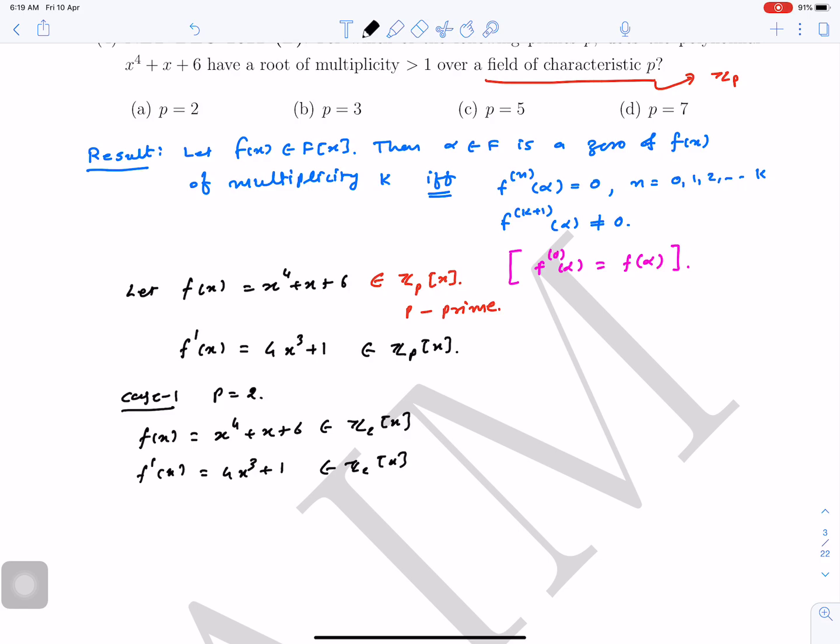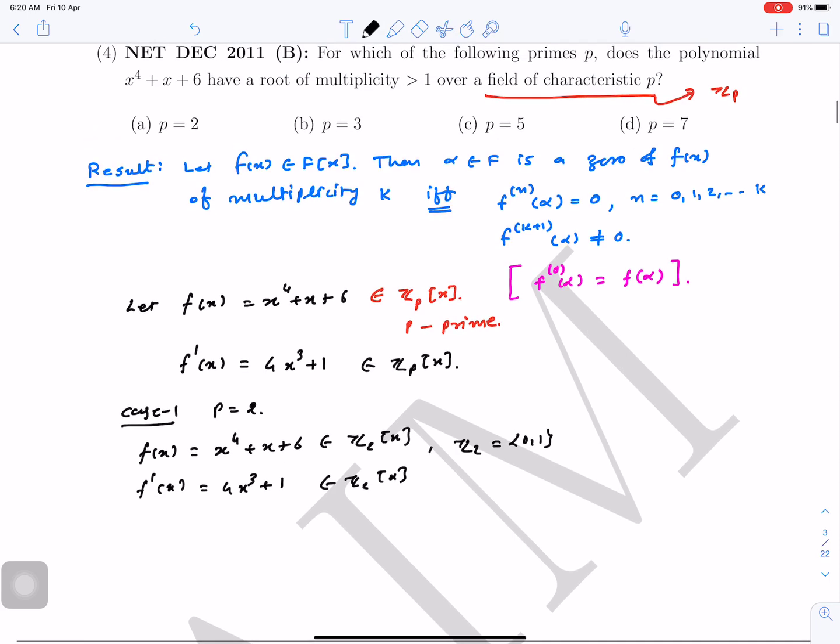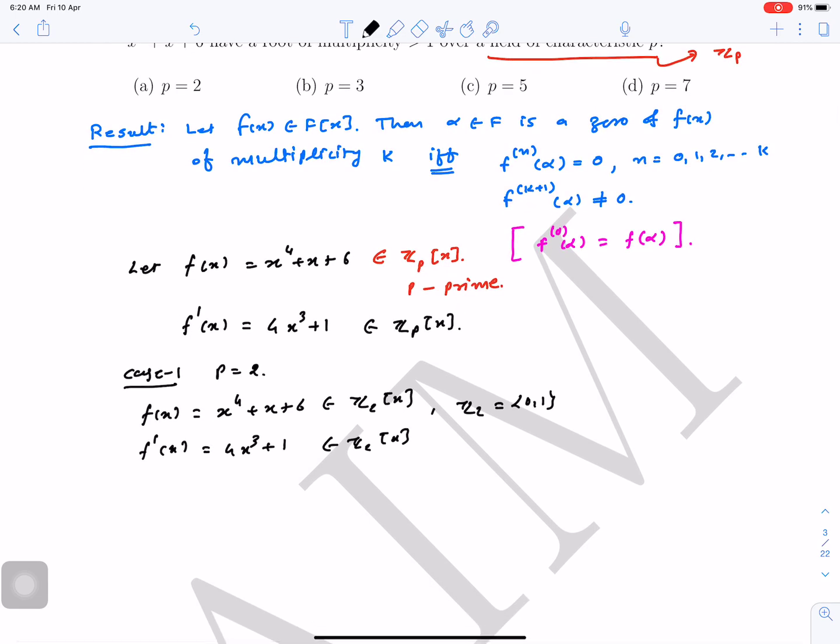right? And Z2 is what? 0, 1. Now first of all let us see whether this polynomial over Z2 has a 0 in Z2 or not. If it has a 0, then we will see what is the multiplicity of that 0. So let me consider f of 0. So f of 0 will be what? 0 plus 0 plus 6, but it is what? 6, and 6 is 0 in Z2.